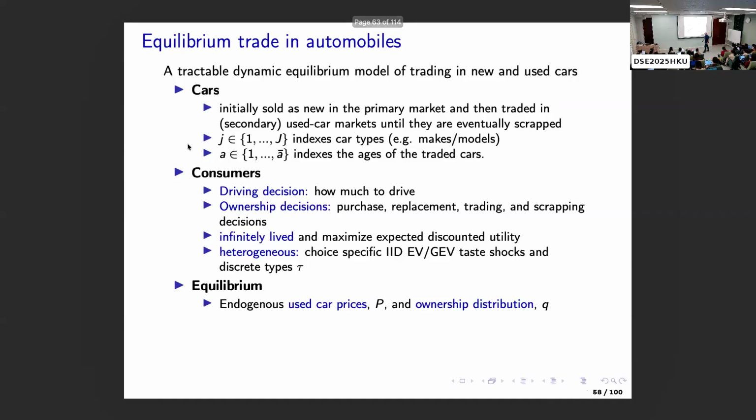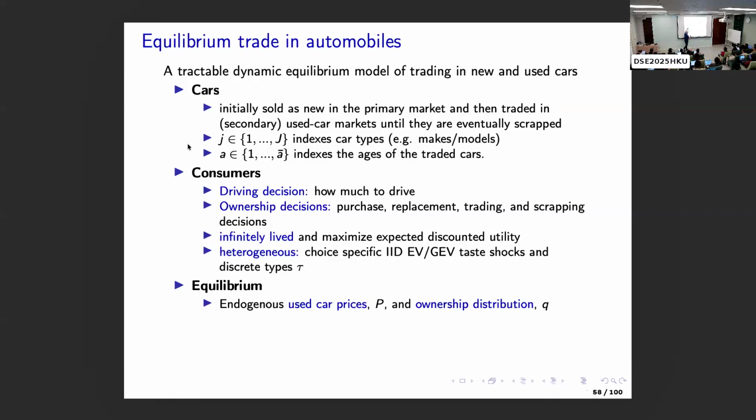Okay, so here's the model. We're going to talk about equilibrium trade in automobiles. Now it's a bunch of decision makers choosing different discrete choices. It's not just replace or not replace. It's what is the car you want? And cars are different. You can have different cars by type, like makes and models, like Volvo and Toyota. And they're also different by age, so you can buy used cars.